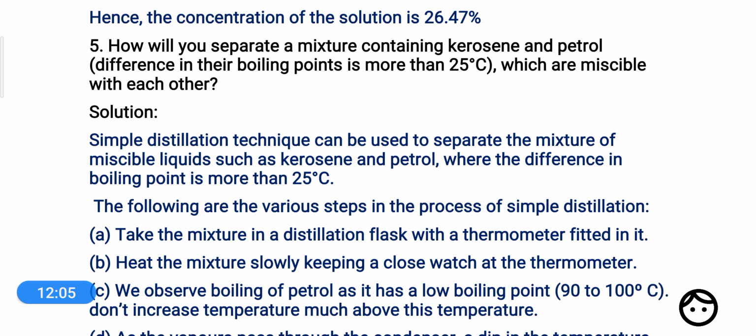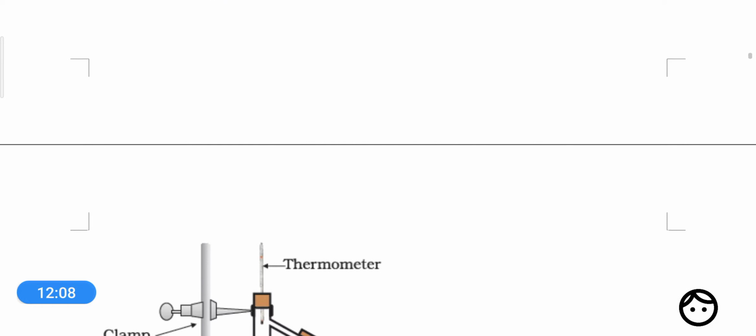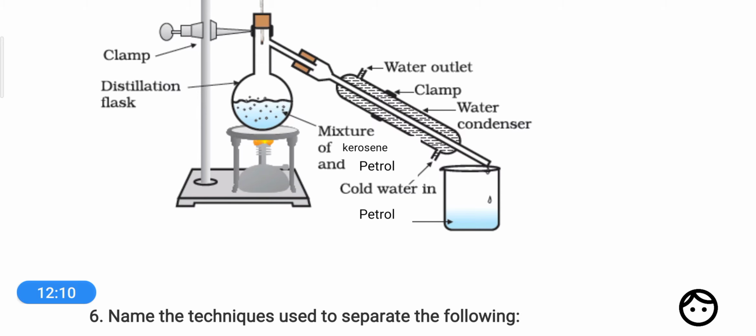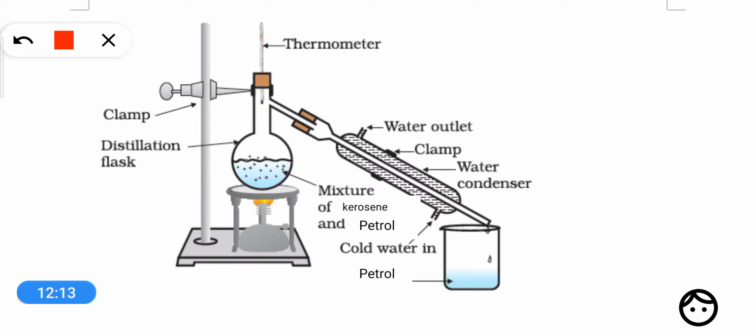First of all, we will take the setup like this. Here you can see, and in this setup we will take the mixture of kerosene and petrol. This is the mixture of kerosene and petrol. We will heat it. When we will heat it, here you see that there is a thermometer. So when we will start heating, we will keep a close eye on the reading of the thermometer. Means we will keep taking a record of the temperature also, right? So when we will heat it, you know that kerosene and petrol are the two different liquids, right? However, they are themselves not pure substances, they are mixtures themselves, right?